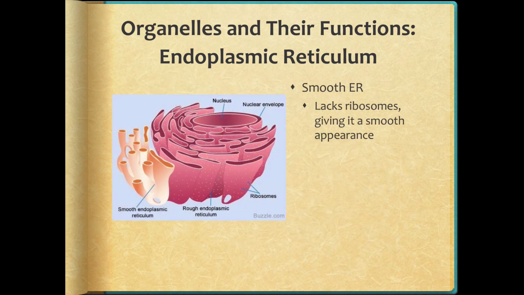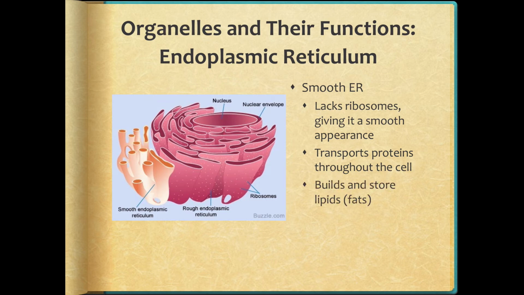Smooth ER lacks ribosomes, giving it a smoother appearance. It transports the proteins throughout the cell, and it builds and stores lipids, or another word for fats. So the proteins that are made for the cell in the ribosomes, those free-floating ones, are transported into the smooth ER, and that smooth ER transports those proteins all throughout the cell.